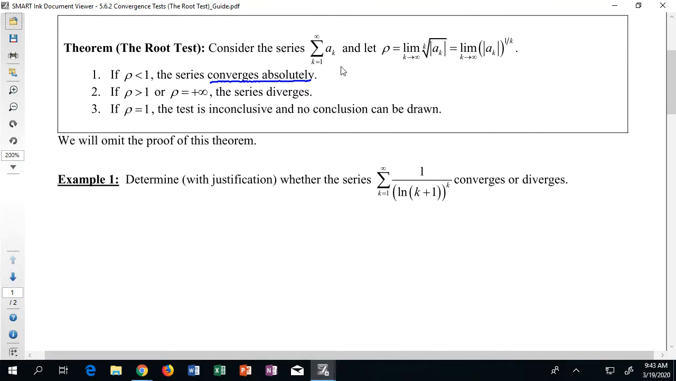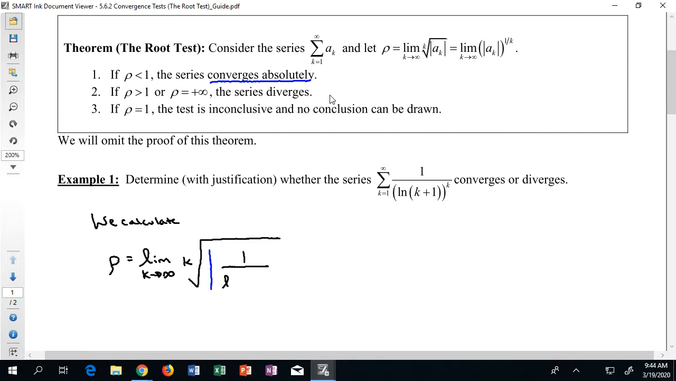So I'm actually just going to go ahead and start by calculating this immediately. So let's see. I'm going to go ahead and state that we calculate rho by doing a limit as k goes towards infinity. I'm going to be doing the kth root, notice, of the absolute value of that formula that was on the inside of the series. Okay, so this is what I'm going to attempt to compute.